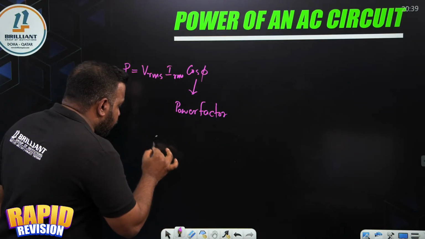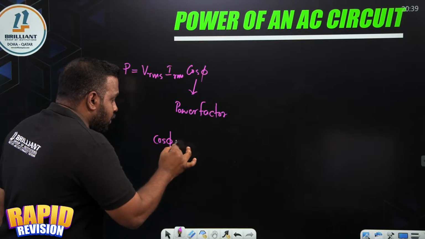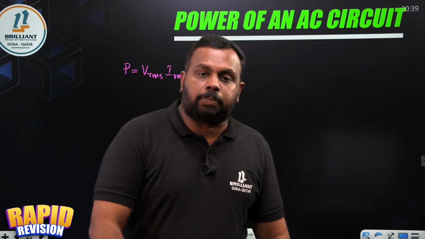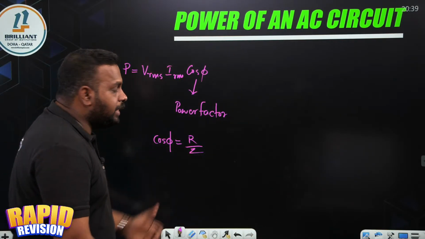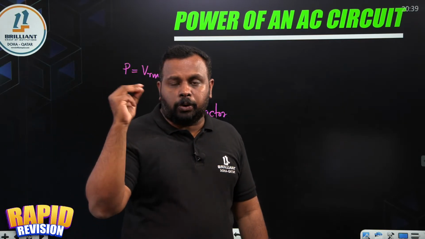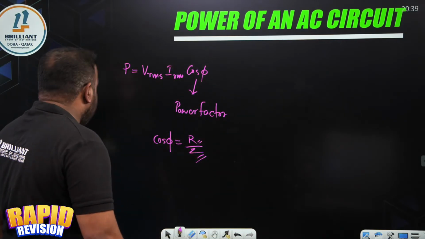Now you have to study another formula for this power factor. In an AC circuit, you can easily see that power factor will be equal to R by Z, where R is the resistance and Z is the impedance. Okay, so please study these points. I'm going to the next.